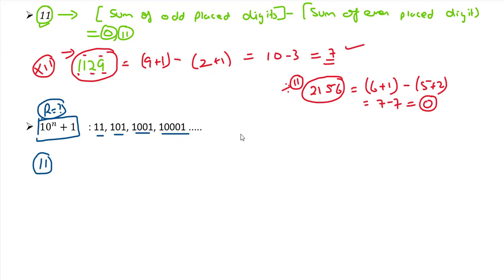But in the case of 11, which was of the form of 10 raised to 1 plus 1, we were taking one digit at a time. In the case of 101, which is of the form of 10 square plus 1, we will take 2 digits at a time. Similarly, in the case of 1001, which is of the form of 10 cube plus 1, we will take 3 digits at a time, and so on and so forth. So let us take an example and understand this concept.